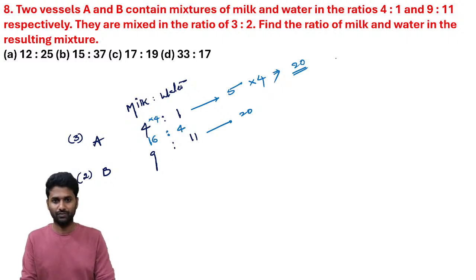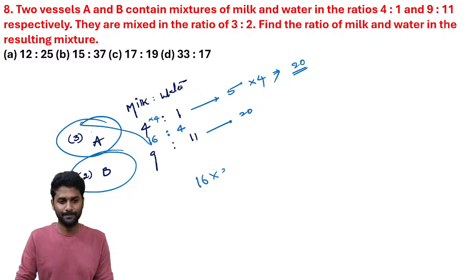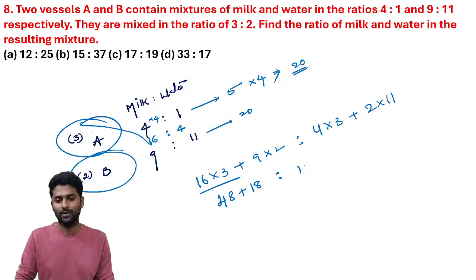But here the question is, what is the ratio of milk and water? And we have to consider 3 units from A and 2 units from B. So 3 units from A, 16 into 3 plus 9 into 2. Same way, 4 into 3 plus 2 into 11. 16 into 3 is 48, 9 into 2 is equal to 18. 4 into 3 is 12, 2 into 11 is 22.